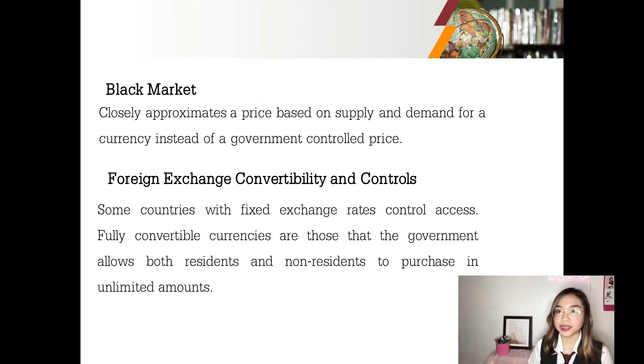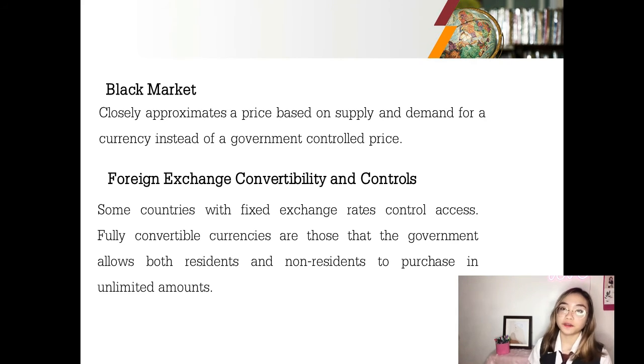So next one is the black market. A black market arises, however, when exchanges for foreign currency take place at an unofficial exchange rate that closely approximates a price based on supply and demand for a currency instead of a government-controlled price.